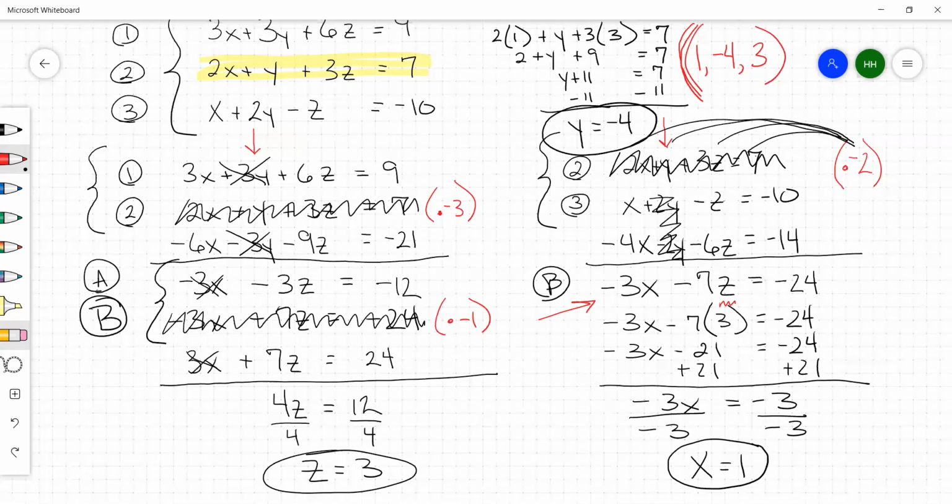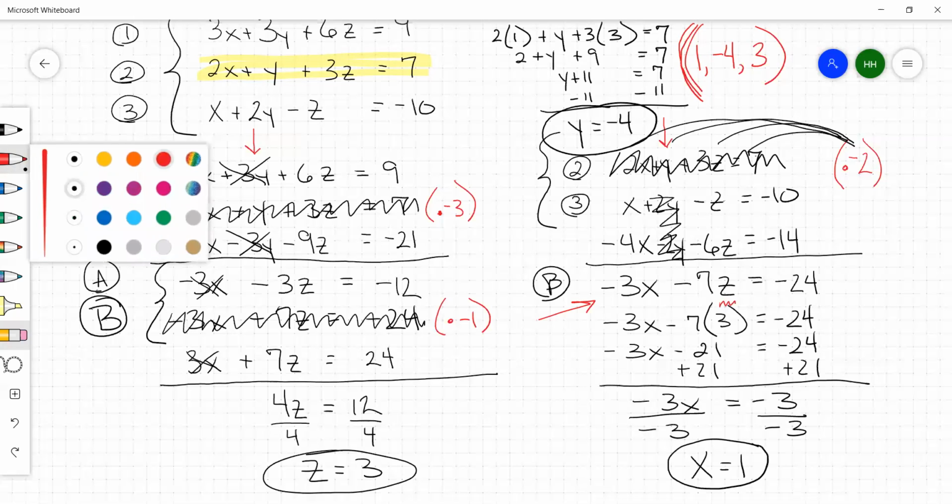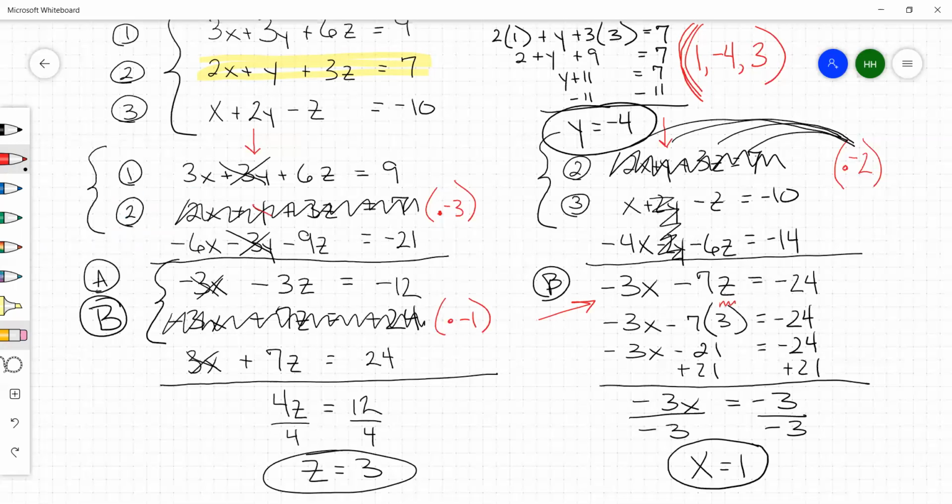How did I get the negative numbers in red? What you're doing is looking at the two equations. I know I scribbled that out, but can you see what's behind it? The first thing you're going to do is determine which variable you want to get rid of. This had just a y, and this had a positive 3y. So if I just multiplied the bottom by negative 3, I would have a positive 3y and a negative 3y.